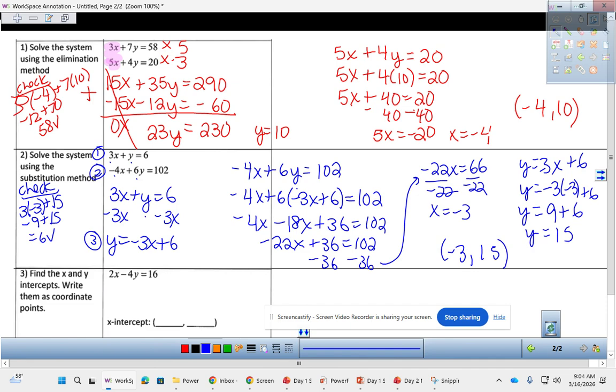So elimination, you're using multipliers. Substitution, you're solving for either x equals or y equals. Anybody have questions on either of them?